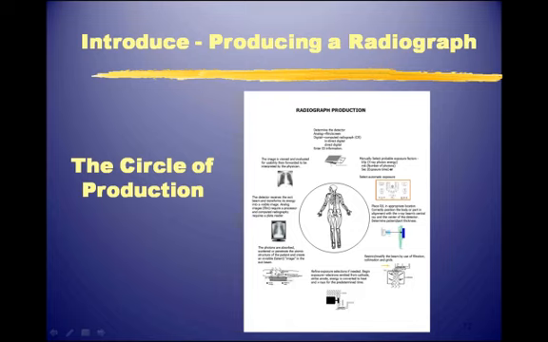kVp determines the energy of the X-ray as it comes out of the X-ray tube. The mA determines how many X-ray photons will be coming out of the tube, and the time, of course, how long you allow those X-rays to be created and pass through the portal to the patient.